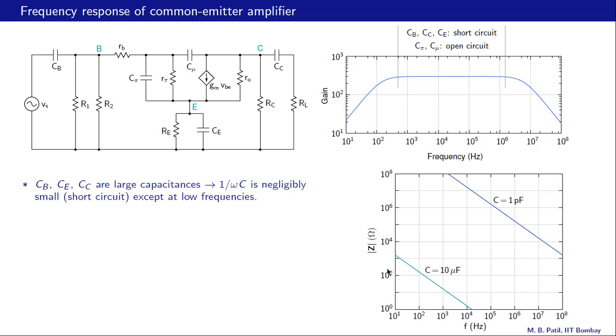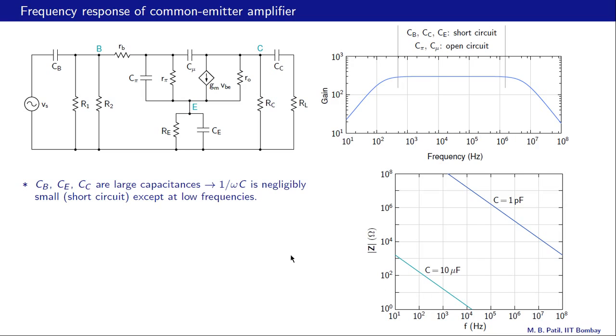And because it's a log-log plot, both of these axes are log axes, this quantity looks like a straight line. So as we see, 1 over omega c for this case is very small. This is 1 ohm, this is 100 ohms. So it is 1 ohm or smaller in this frequency range, and it starts becoming appreciable only when frequencies are low, let's say 1 kilohertz or lower.